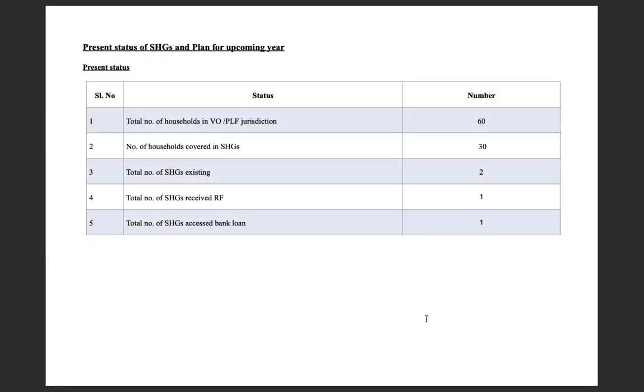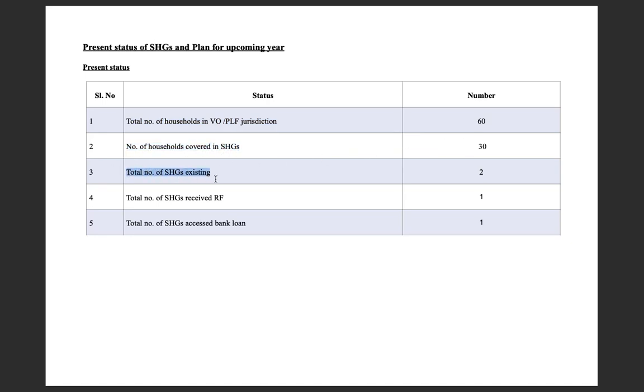So first of all, while doing the VO data summary sheet, we have to fill the present status of the SHGs under the VO and the plan for the upcoming year. In the present status table, as you can see, there are 5 rows in which we have to write different sorts of information. For example, the first row is about the total number of households in the VO or Panchayat level federation jurisdiction. So in Flower VO, we have 60 households. The number of households covered in SHGs, 30.